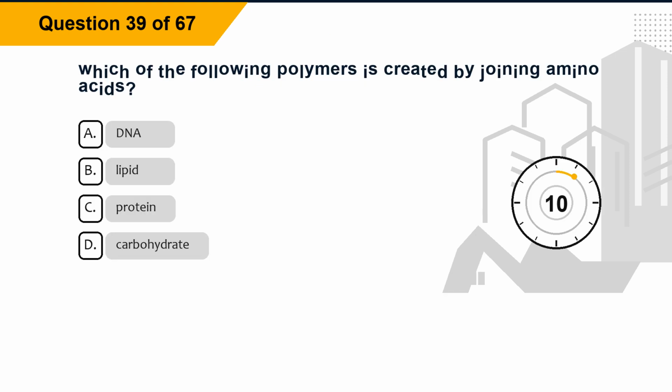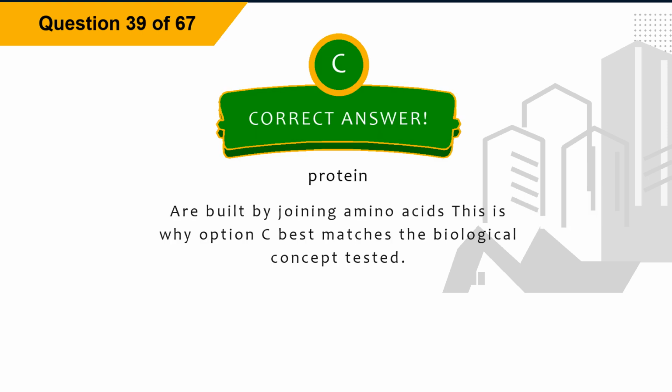Question 39. Which of the following polymers is created by joining amino acids? Option A, DNA. Option B, lipid. Option C, protein. Option D, carbohydrate. The correct answer is option C, protein. Explanation: proteins are built by joining amino acids. This is why option C best matches the biological concept tested.